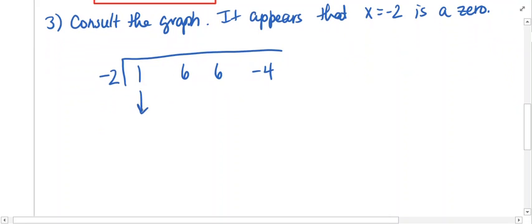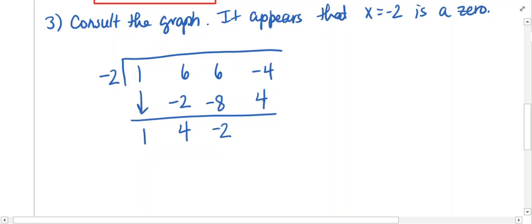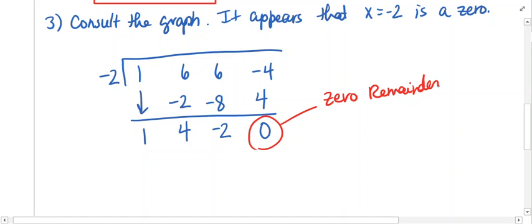We've set it up, so we're going to bring down the 1, and then we're going to multiply. 1 times -2 is -2. Now add: 6 plus -2 is +4. +4 times -2 is -8. Add: 6 plus -8 is -2. Multiply -2 times -2 is +4. -4 plus 4 gives us 0. Here is our 0 remainder. That confirms that -2 is indeed a 0 of the polynomial function. Remember, this corresponds to the factor x minus -2, which is x plus 2.